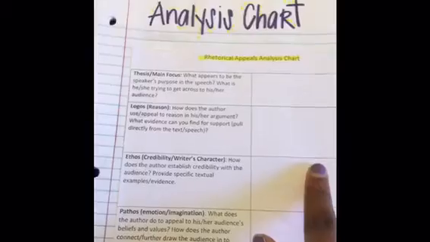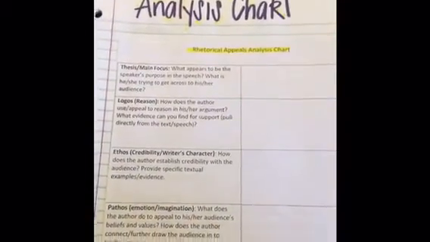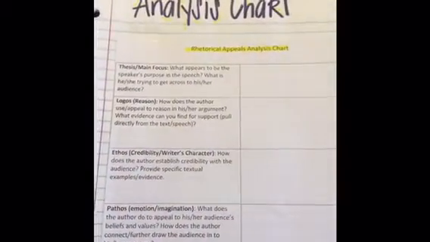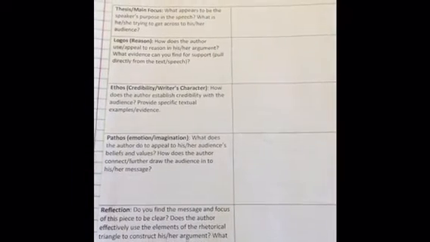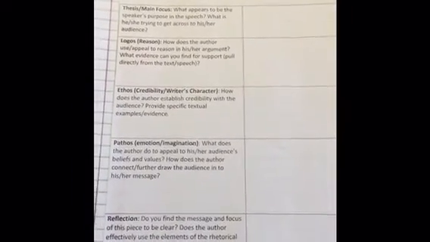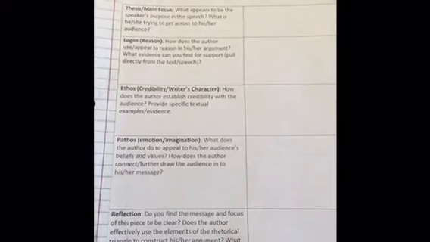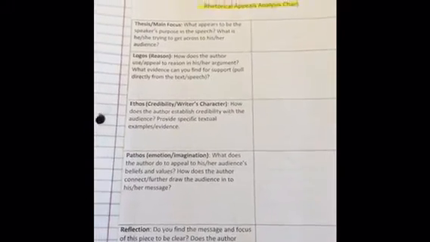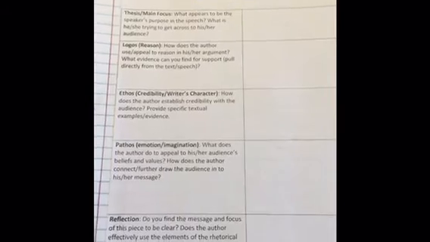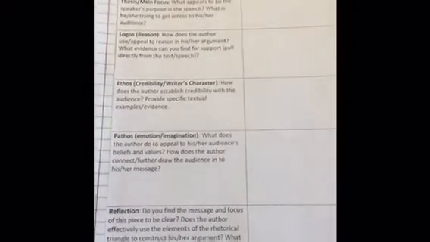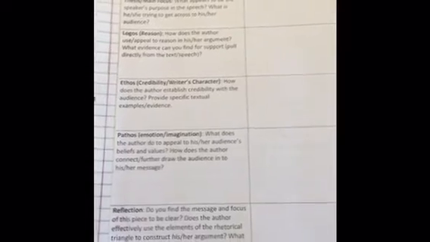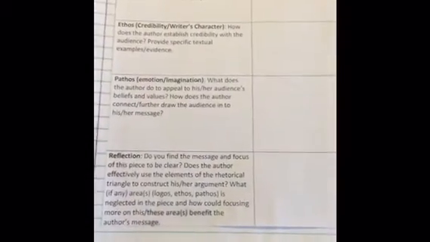Ethos, tell me how does he establish his credibility. All right, that should be very simple actually. Then pathos, you already know what does the author use or do to appeal to the audience's beliefs and values. Beliefs, values. He uses some words that really touch beliefs and values, so go back to that. Also connects the author to the audience. Reflection. Do you find it clear?